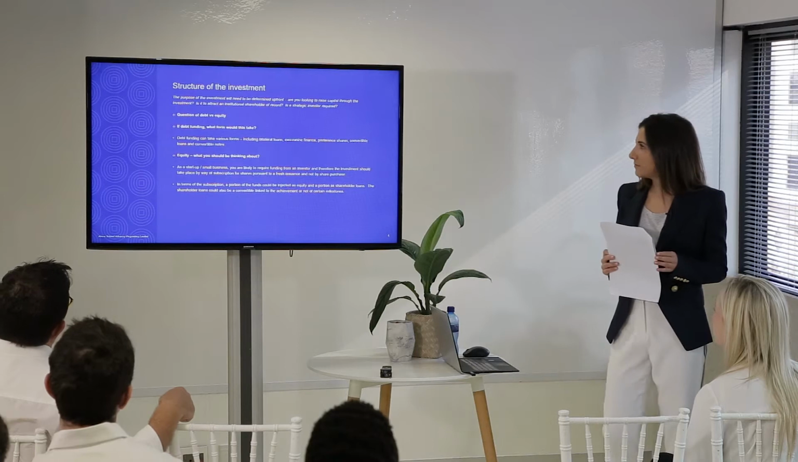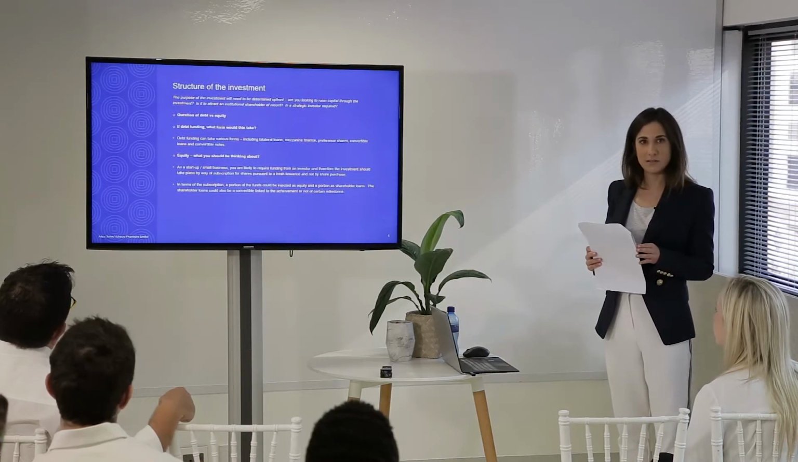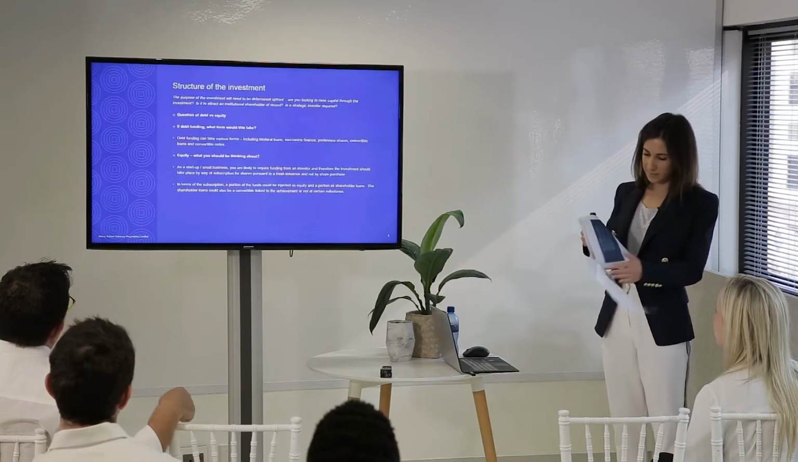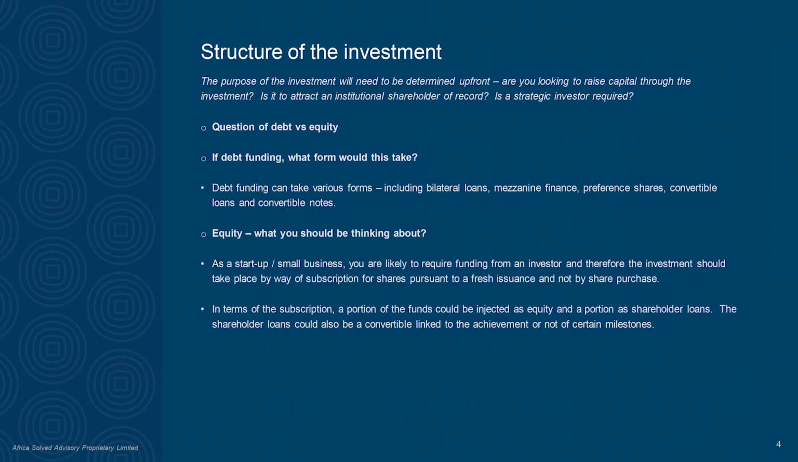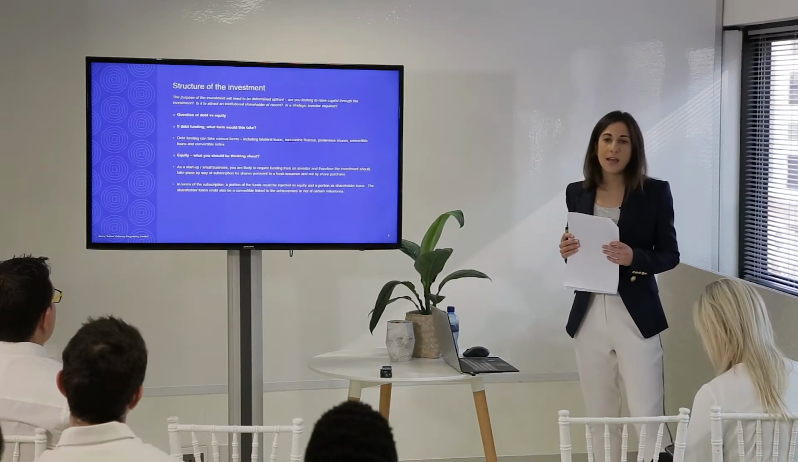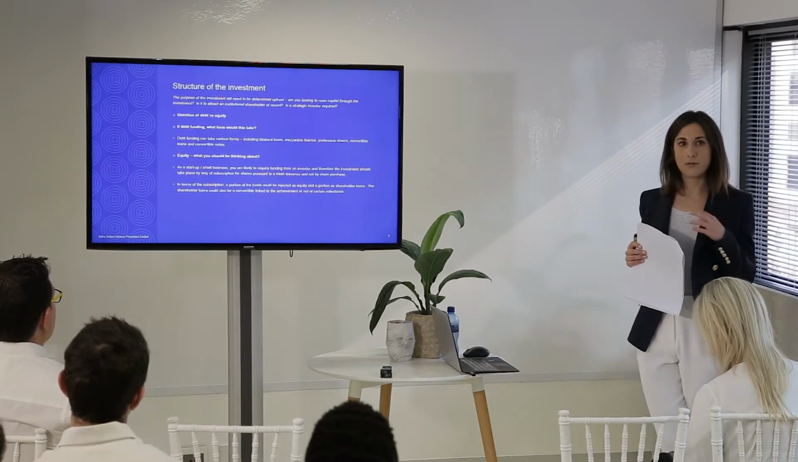So structure of the investments. Can everyone see this? Is it a bit small? We're good. Okay. So as I said earlier, up front it's important to determine what type of funding you're looking for, right? So you need to think about what is the purpose for raising the funding. Okay. Are you looking to raise capital through an investor? Are you looking to attract an institutional investor of record, or are you looking for a strategic investor? And once you've answered these questions in your mind, it's often easier to determine who to target.